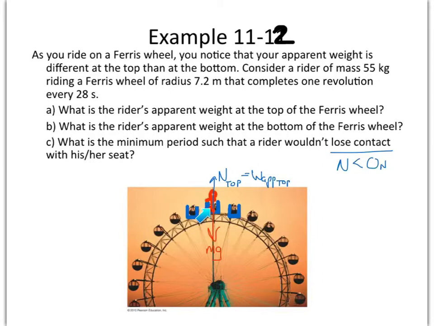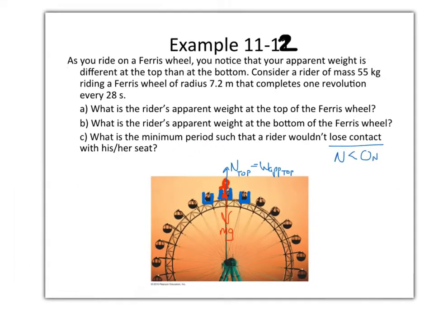So that's the premise upon which we're going to solve for the apparent weights at part A, at the top, at the bottom, and also the minimum period. Actually, I think I said speed before. We're looking at actually period. Okay. So let's shrink this down a little bit, and we'll make some sense of this.